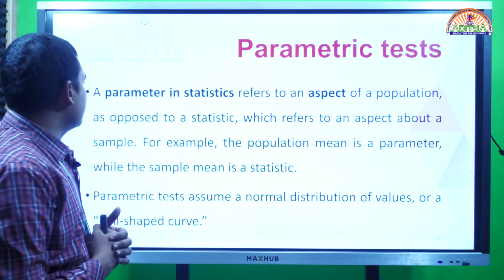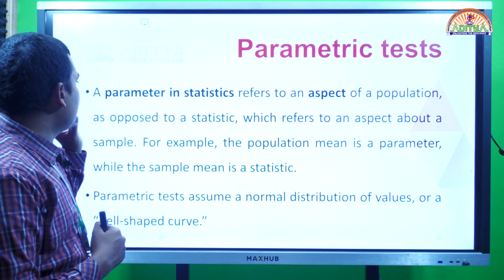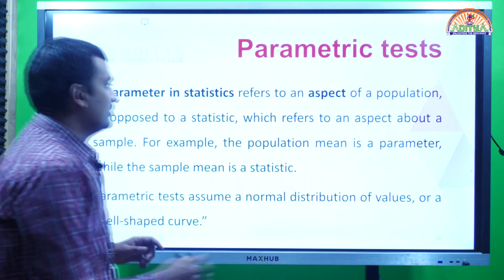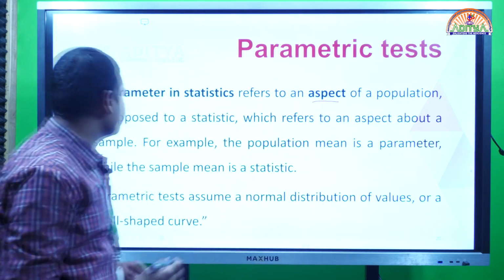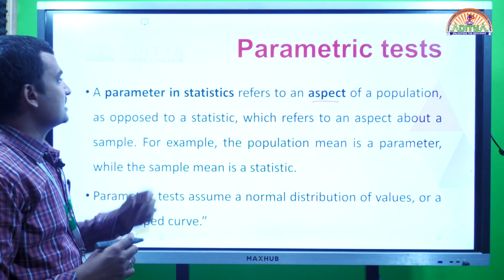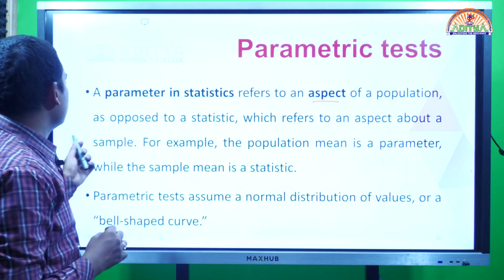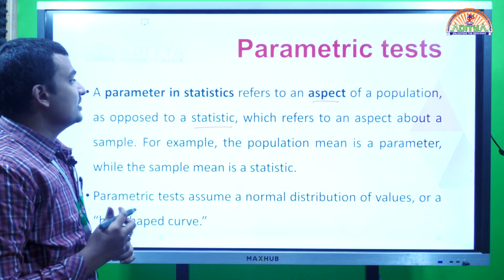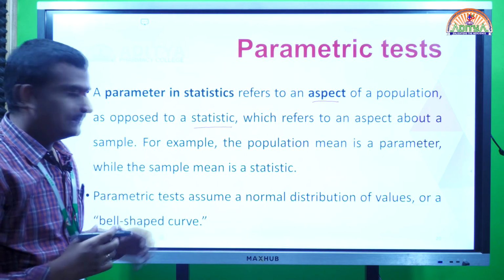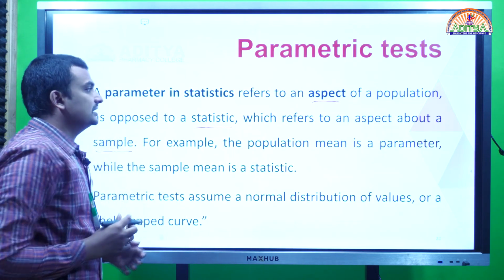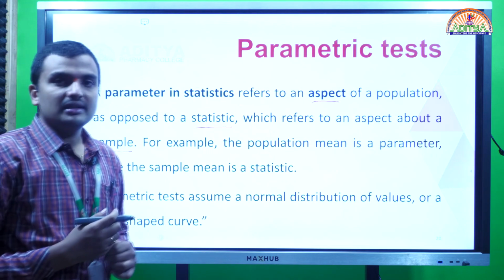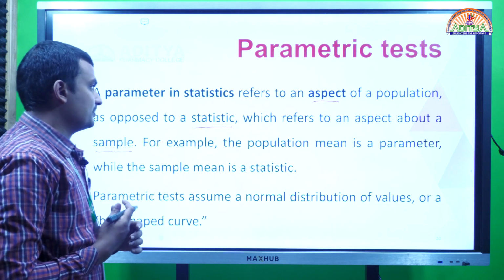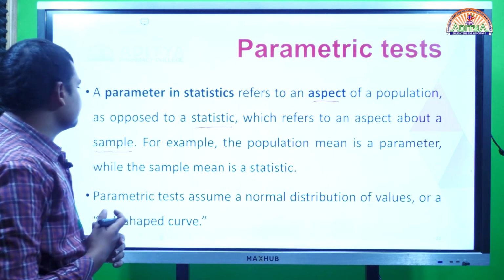So what is a parametric test? A parameter in statistics refers to an aspect of the population. Just now we discussed. Okay, so a parameter in statistics refers to an aspect of a population, as opposed to a statistic, which refers to an aspect of a sample. So statistic is the term we use to represent an aspect of a sample, whereas parameter is the term we use to represent an aspect of a population.